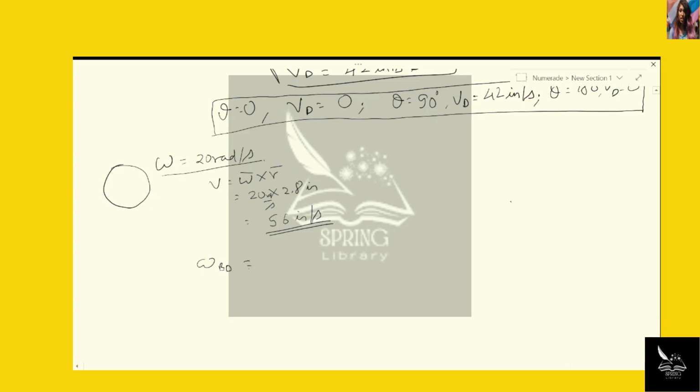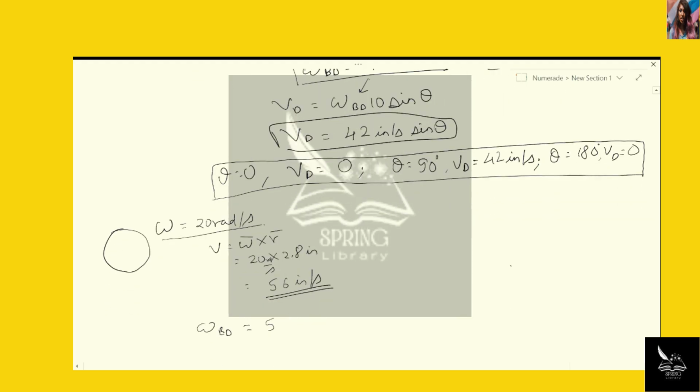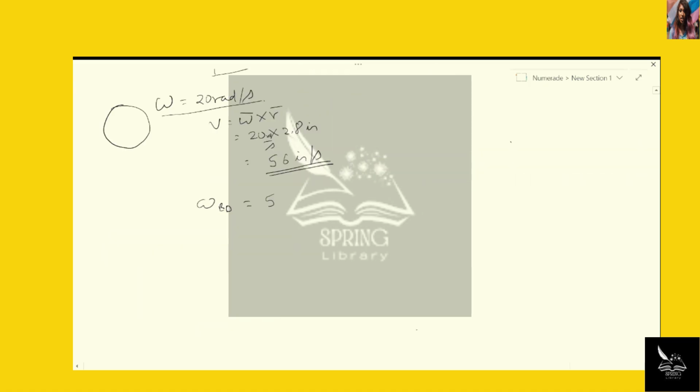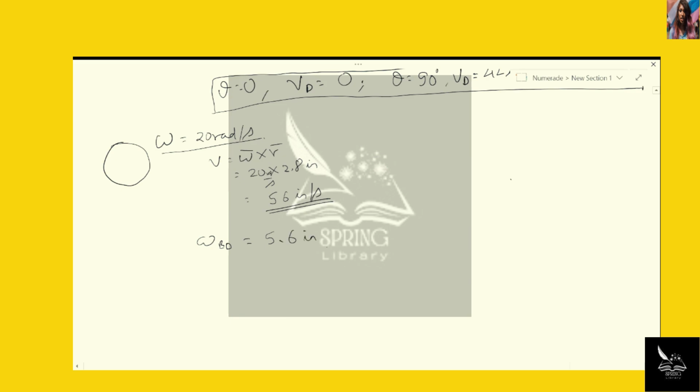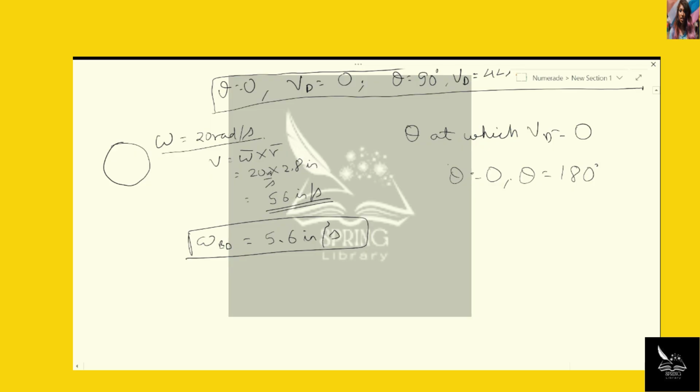So omega BD, as we figured out, is independent of the angle. So for both cases the angular velocity will still be as in the case above, where we found 4.2 inches per second. So analogously, in this case, we will find 5.6 inches per second for both thetas. And what are those thetas at which the velocity of point D is 0? So theta at which VD equals 0. As we figured out, it was sine theta, so theta will be 0 and theta will be 180 degrees. So at these points the velocity is 0 and omega is going to be the same for both points. So I have solved both problems by just solving it in a general form.